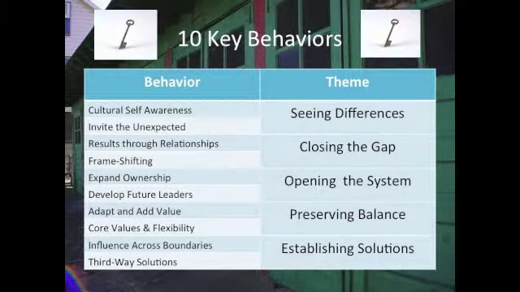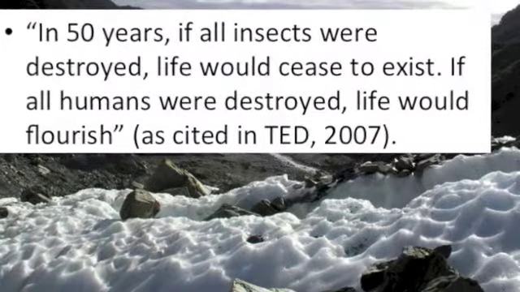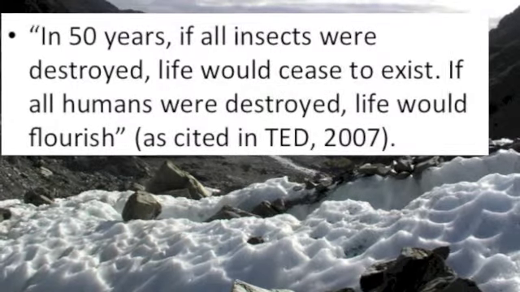This reflection will address each of the 10 key behaviors that define great global leaders. The behaviors include cultural self-awareness, inviting the unexpected, results through relationships, frame shifting, expanding ownership, developing future leaders, adapting and adding value, core values and flexibility, influence across boundaries, and third-way solutions. These behaviors are paired to create 5 underlying themes: seeing differences, closing the gap, opening the system, preserving balance, and establishing solutions.